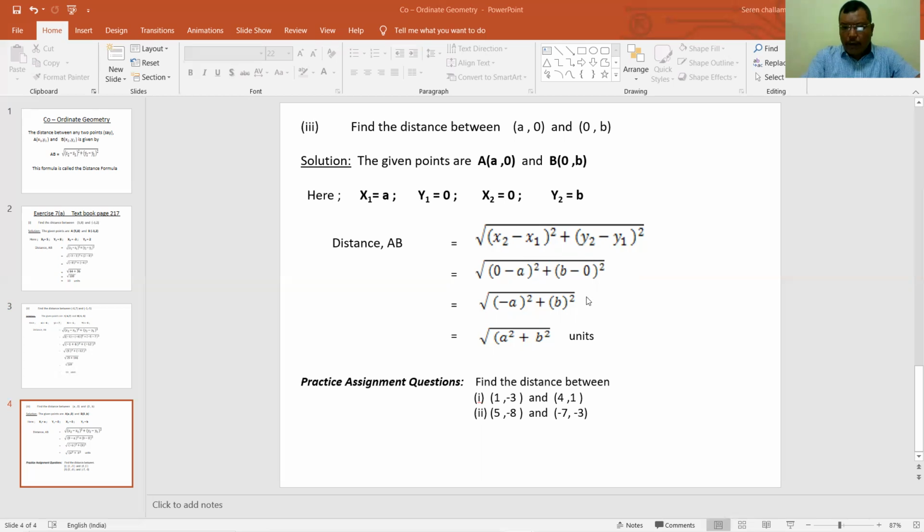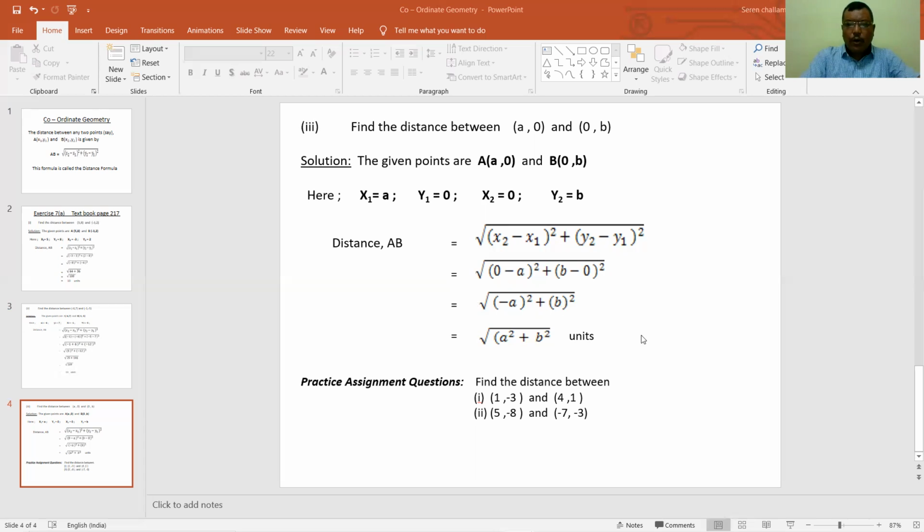It is equal to square root of. Now 0 minus A, we get minus A whole thing square plus, and B minus 0, we get B, so B whole thing square. It is equal to square root of. If you open the bracket, minus A square is plus, so we have here A square plus B square units. So therefore, the distance AB is found to be square root of A square plus B square units.